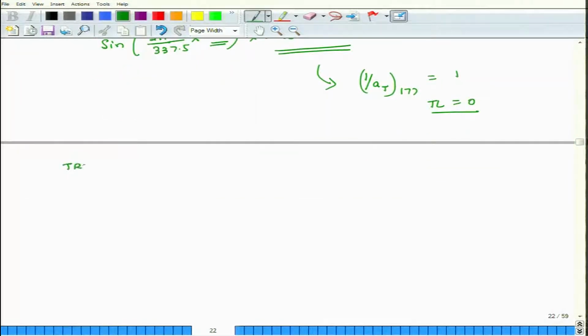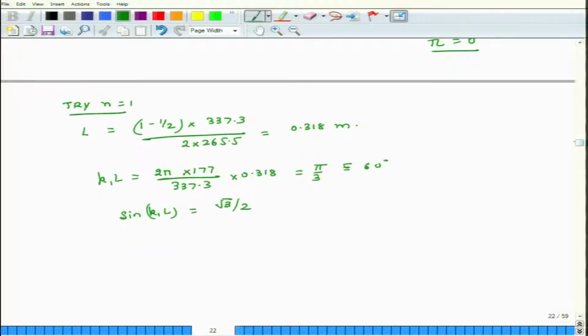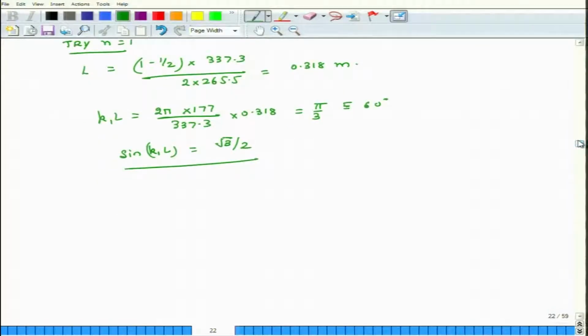So, now we try n is equal to 1. In this case L is equal to (1 minus half) into 337.5 divided by 2 into 265.5, and that comes out to be 0.318 meters, and we find that K1L equals 2 pi into 177 by 337.5 into 0.318, and this works out to be pi by 3 radians or 60 degrees. So, sine of K1L is equal to root 3 over 2 in our case. So, the good thing is that it is not 0, and maybe a solution can be worked out for this value of n.